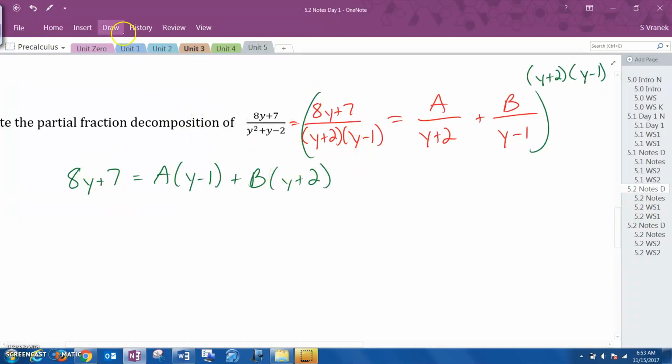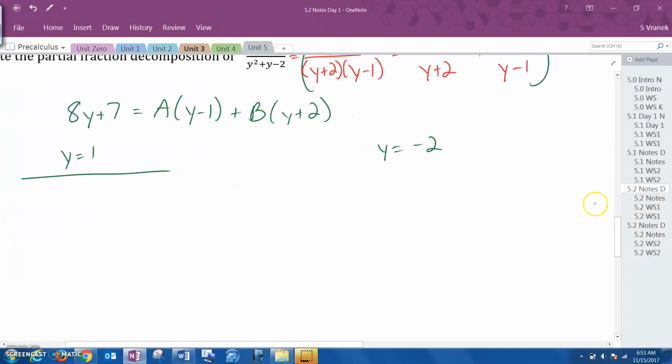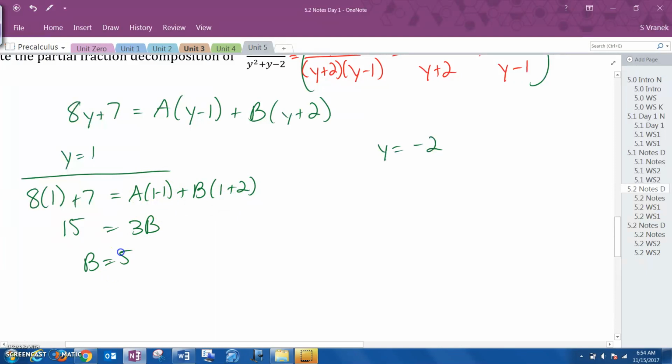So the next step, remember, is to figure out, well, what should I pick for y so that I can cancel out my letters? Well, you can pick 1 and negative 2. So when y equals 1 and y equals negative 2. So when y equals 1, you put a 1 in wherever you see a y. That's including the one on the left side with the 8 and the 7. Equals a times 1 minus 1 plus b times 1 plus 2. This side is 15. A's go away. We get 3b. I get b is equal to 5.